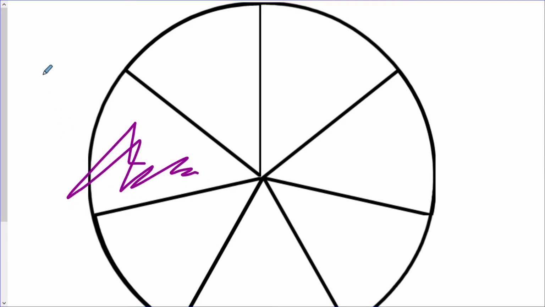All right, we're going to shade this part. How many parts are shaded? Count your parts in all. 1, 2, 3, 4, 5, 6, 7. Can you say that fraction? 1/7. All right.